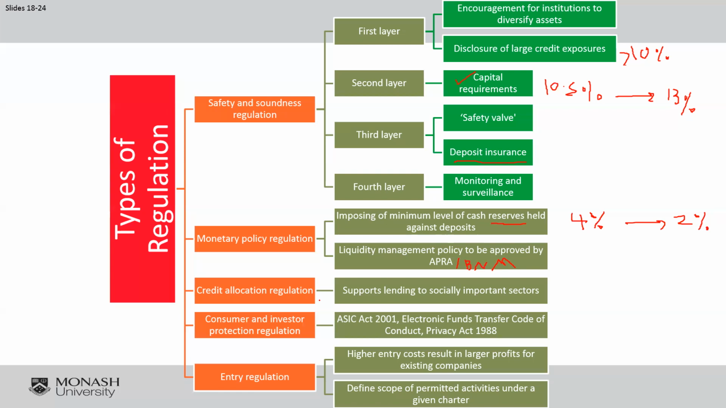We also have credit allocation regulation. As I told you, if there are socially important sectors, banks actually have to give credit to those sectors. It may not give the highest return to the banks. It may be a little risky, but banks are regulated to provide to those sectors, even if they have little returns. And this is for the total well-being of the society and the economy.